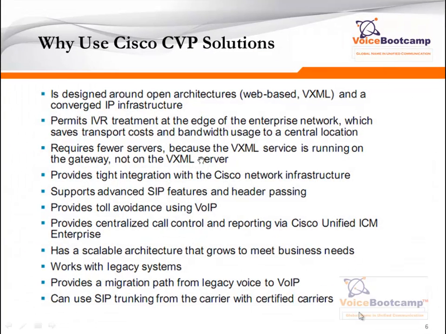So why use Cisco CVP Solutions? First of all, it is designed around an open architecture, such as web-based and VXML, and it is based on converged IP infrastructure. Therefore, it makes CVP a natural choice for a next generation IVR platform. It permits the IVR treatment at the edge of the enterprise network, which saves transport cost and saves bandwidth at the central location. CVP requires fewer servers because VXML service can run on the gateway, not necessarily on the VXML servers. So therefore, fewer servers are required.